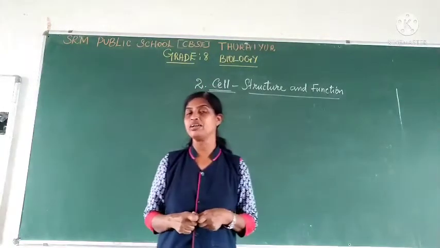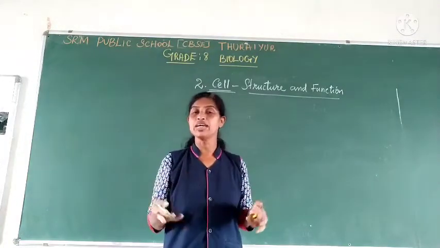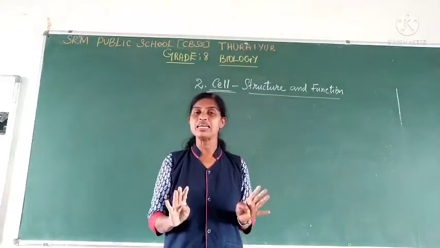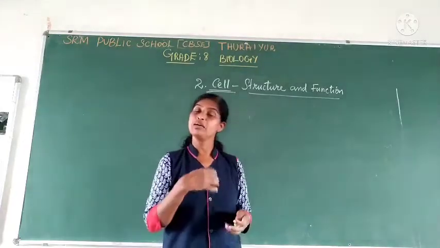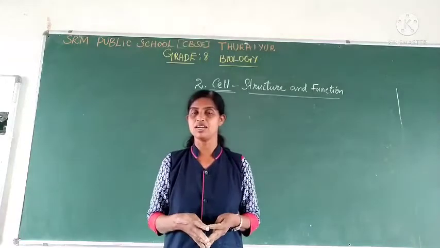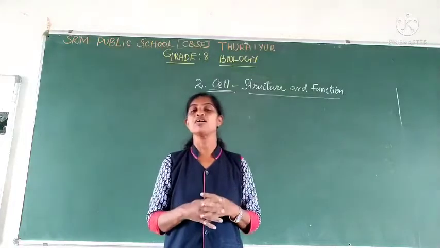When you define a cell, the cell is the basic structural and functional unit of an organism. Cell theory we have seen. Cell theory states that every organism is made up of cells, and a new cell is formed from a pre-existing cell. Now we are going to see the different shapes of cells.